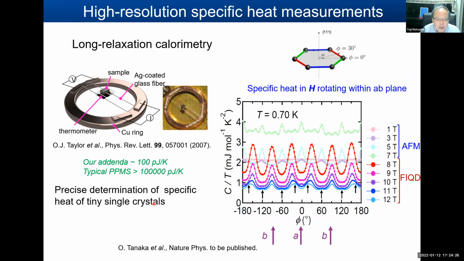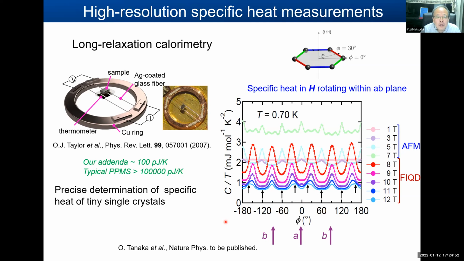They measured the specific heat of a tiny crystal in a magnetic field rotating within the AB plane, as shown by these figures. These are results for the antiferromagnetic state and the field-induced quantum disordered state. By using this method, they can apply the magnetic field very accurately along the A-axis and the B-axis.